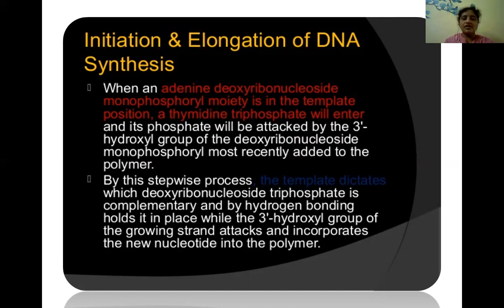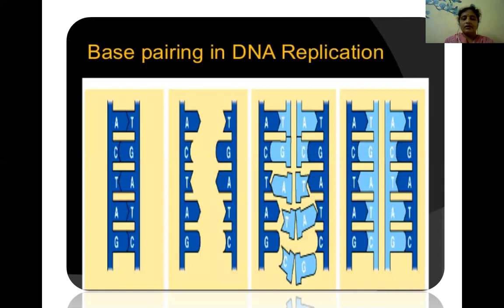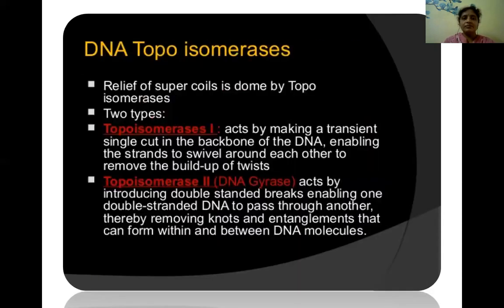By this stepwise process, the template dictates which deoxyribonucleoside triphosphate is complementary, and by hydrogen bonding holds it in its place, while the 3' hydroxyl group of the growing strand attacks and incorporates the new nucleotide into the polymer. This picture shows the base pairing in DNA replication.